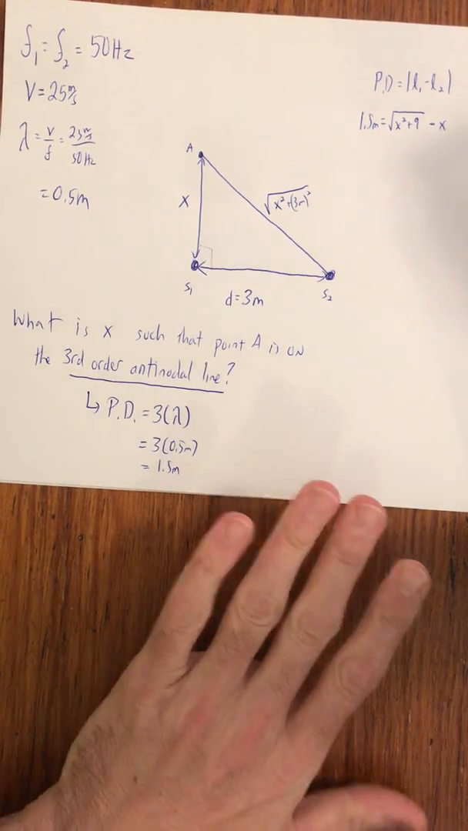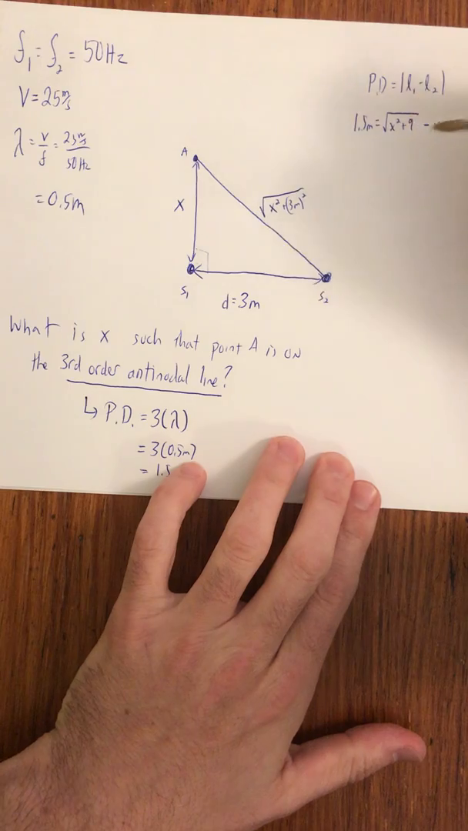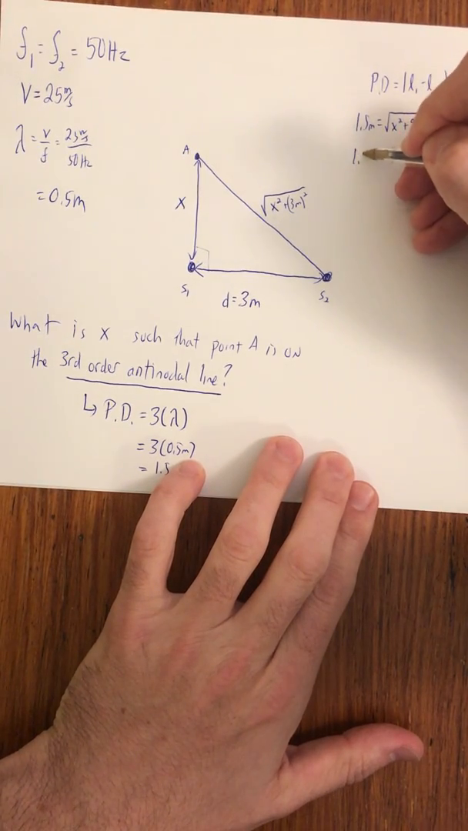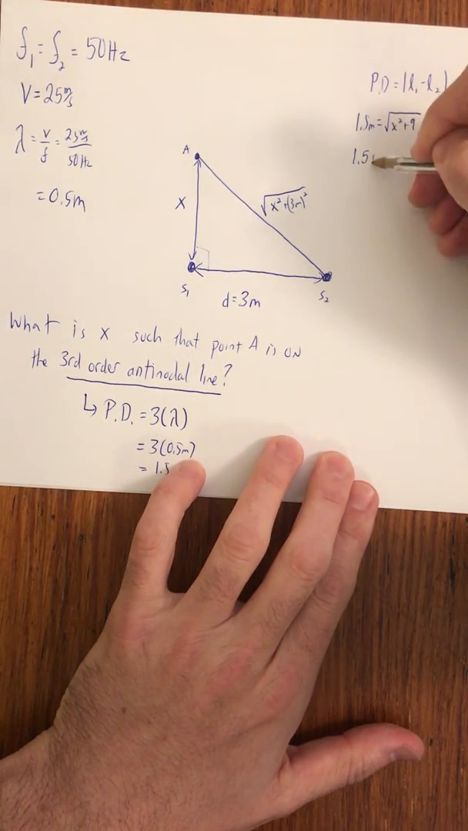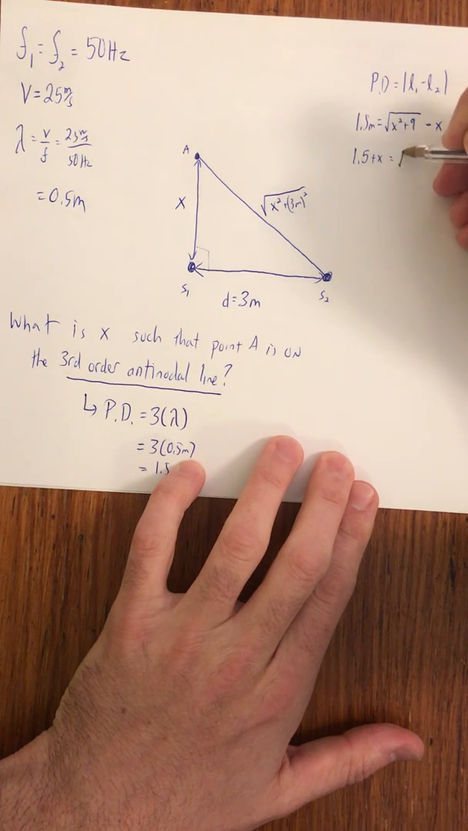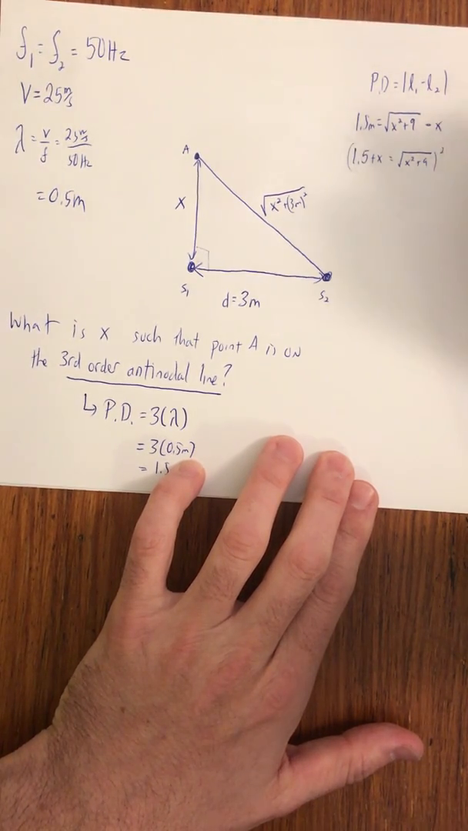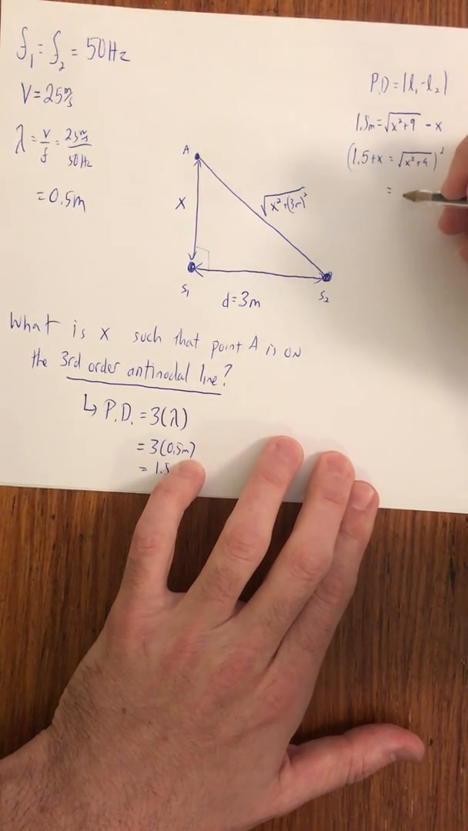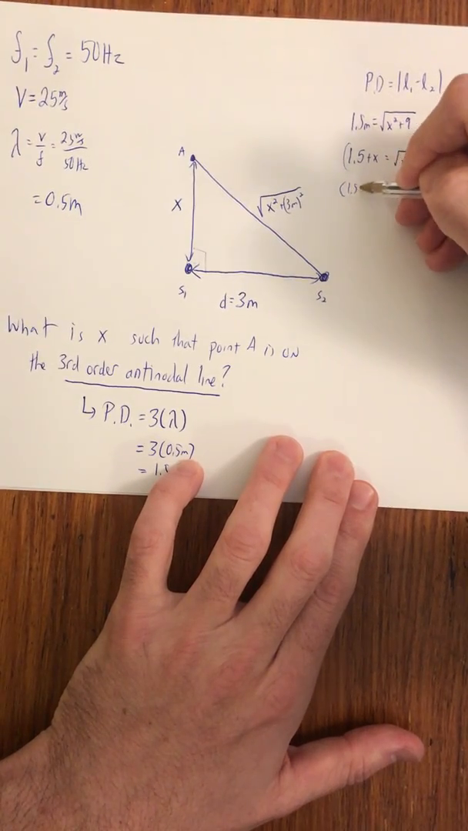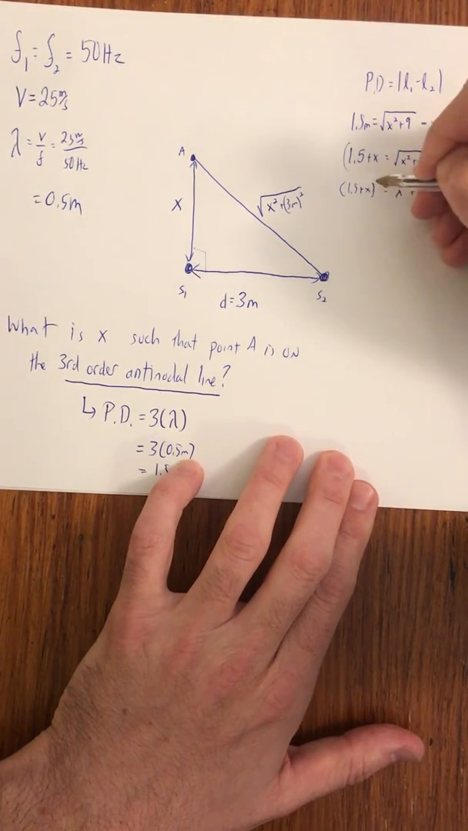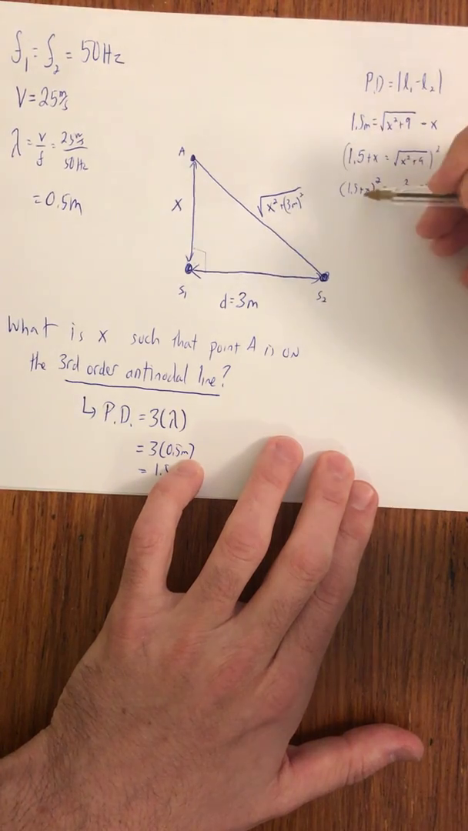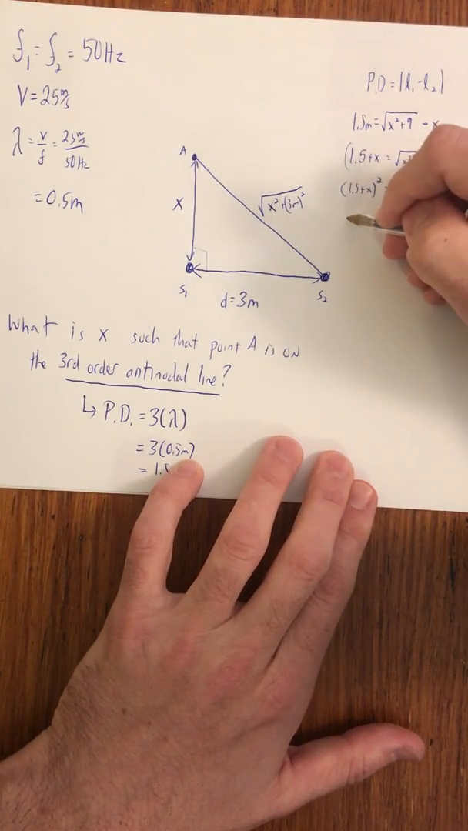Oh, I got it. I have to square both sides, but let's move some stuff around to make that squaring a little bit easier. If I add x to both sides, I get 1.5 plus x equals the square root of x squared plus 9. This is a lot nicer to square, because then I can get rid of all of my radicals. So this is x squared plus 9 on this side, and this is 1.5 plus x quantity squared. So I'm going to expand that side now.